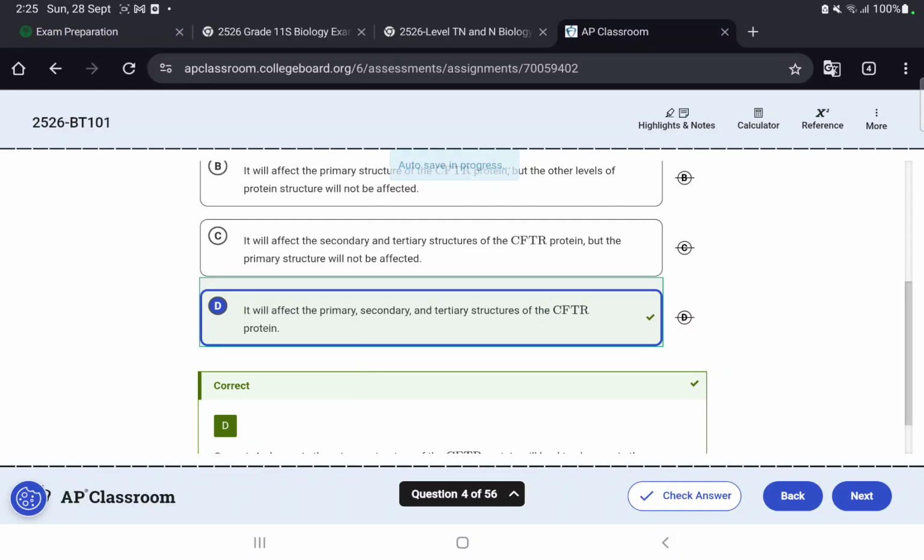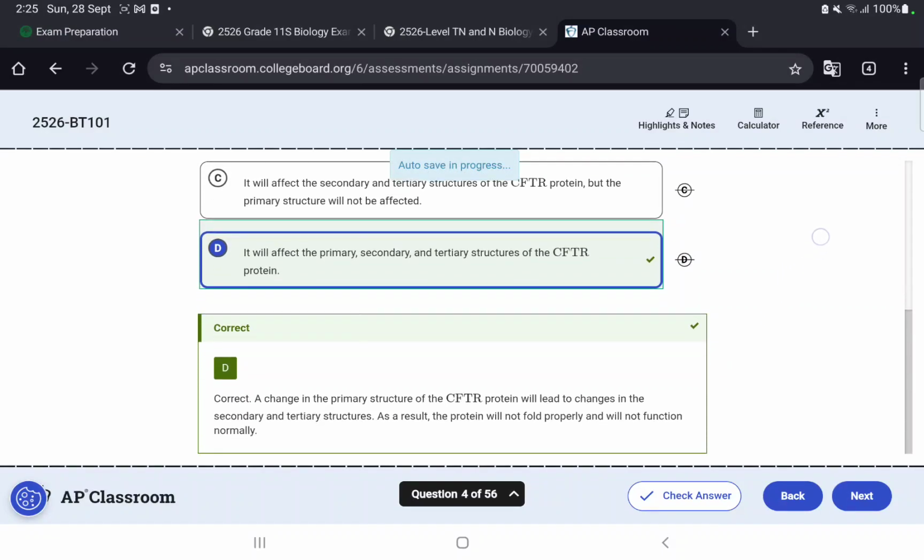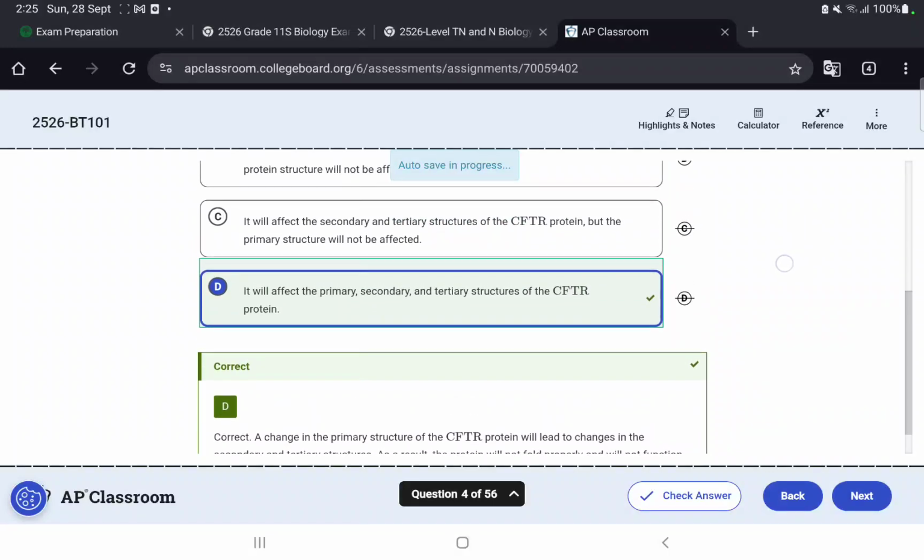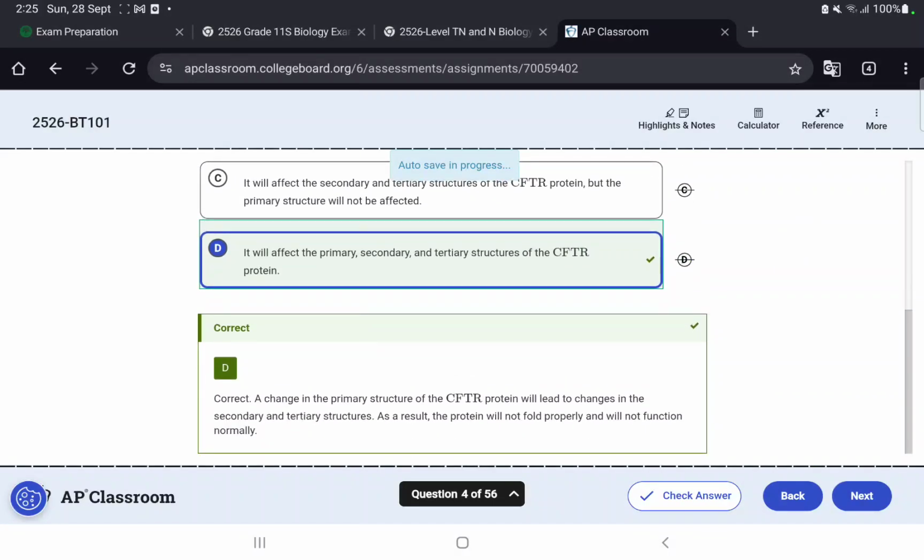Okay, so it will affect the primary structure, the secondary structure, the tertiary structure. It will affect all structures of the protein. Okay, so it will affect the primary, secondary, and tertiary structure of the CFTR protein.